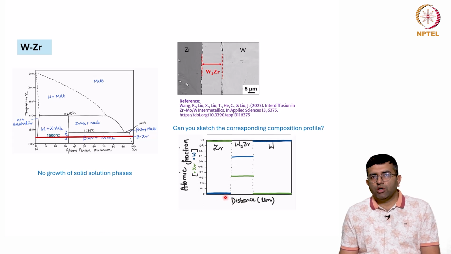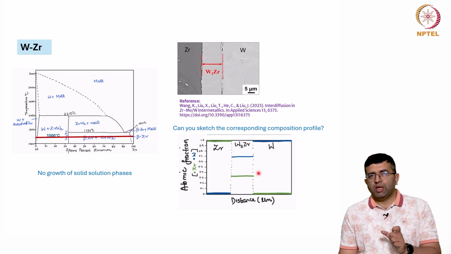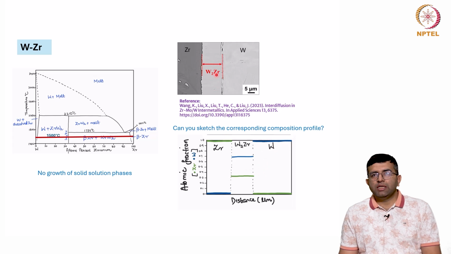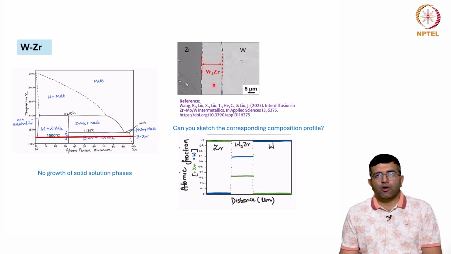So here, if you take the tungsten side, you see that this is zirconium. The tungsten is 0, and then there is a jump, a discontinuity in this profile because you don't have anything in between. So you have W2Zr formed, and then you have zirconium. Remember one thing: how much this is developed, this information is not available in the phase diagram. This is kinetic information. The thickness of this is kinetically controlled, it is diffusion controlled, so that information we cannot correlate with the phase diagram.